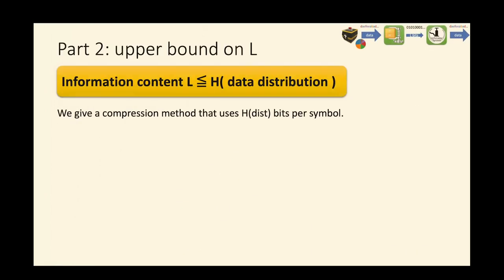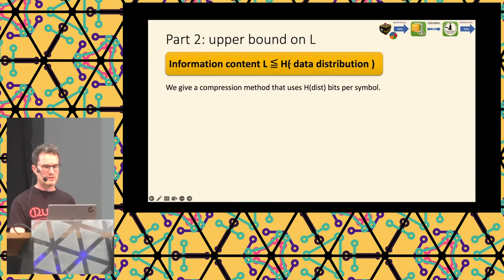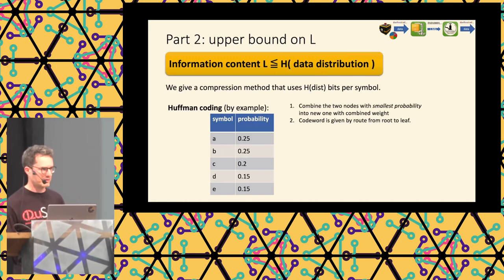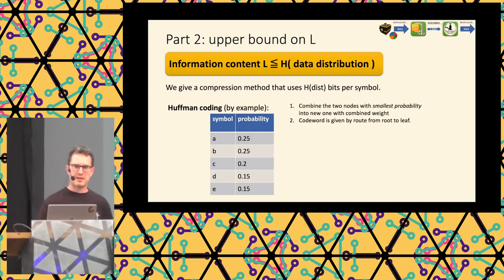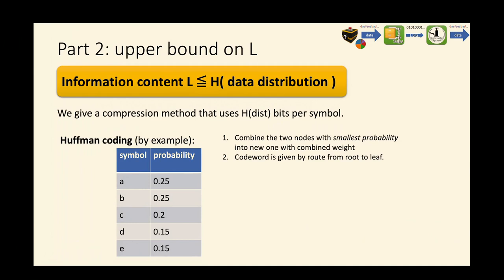But the upper bound I'm going to do. The upper bound says that we will give a compression method to show that we can actually compress a data sequence from this distribution down to roughly the entropy in bits per symbol. And it's a very nice procedure that you should all know. It's called Huffman coding. Who has ever heard about Huffman coding? Oh, you guys come here and you already know everything. Okay, just a quick recap, not all of you have seen it. It's very easy, actually, so that's why I can show it.